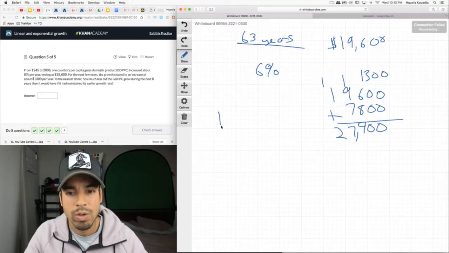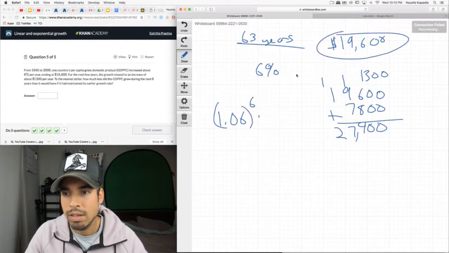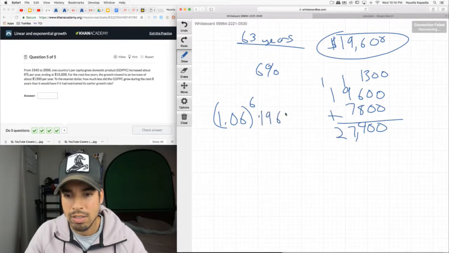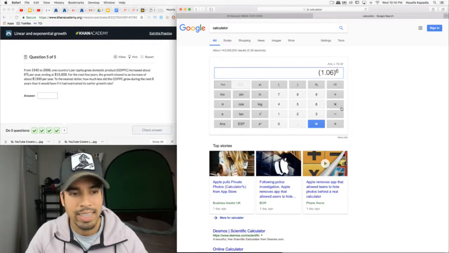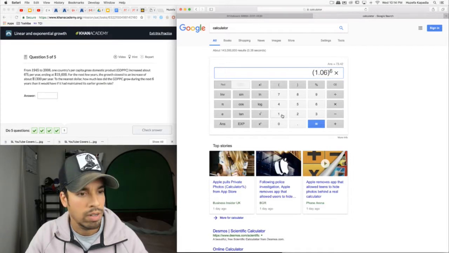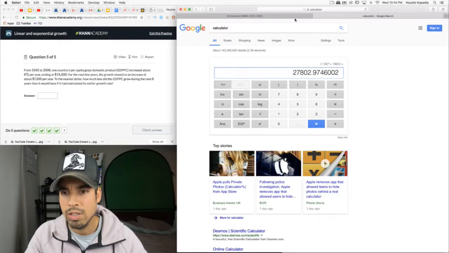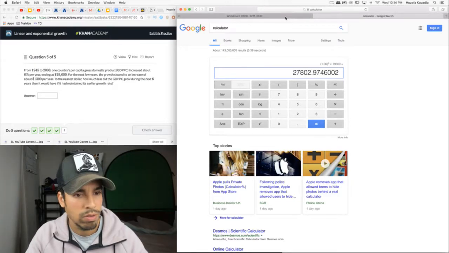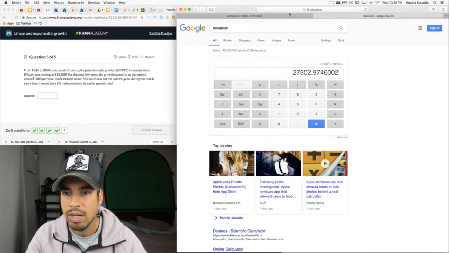Now let's calculate this. So what did I say? Once again, we know the interest rate, so we just raise it to the number of years, which is 6, multiplied by our starting point, 19,600. So 1.06 to the 6th power, once again the number of years, times 19,600 is 27,802.98, I think it is, right? 97.